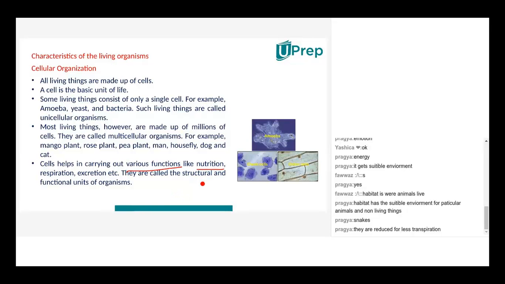Sorry for interrupting. In the heading you have given cellular organization. It will not be cellular organization basically. I think by mistake they must have written it wrongly. It will basically be the cellular characteristic, presence of cells, right? Not cellular organization. Okay. So the various functions that they will carry out will be nutrition, respiration, excretion, right? And many other functions.